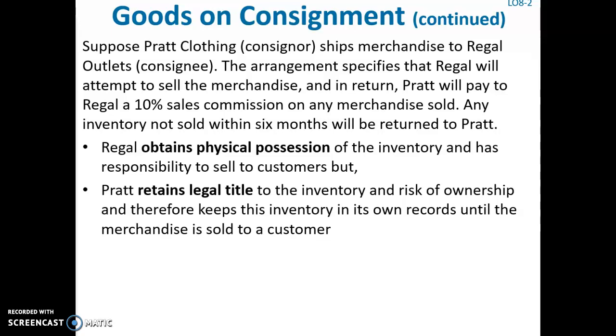Regal, the consignee, obtains physical possession of the goods and has the responsibility to sell the goods to its customers. But Pratt, the consignor, retains legal title to the inventory and retains risk of ownership, and therefore should keep this inventory in its own records until the merchandise is sold to a customer.